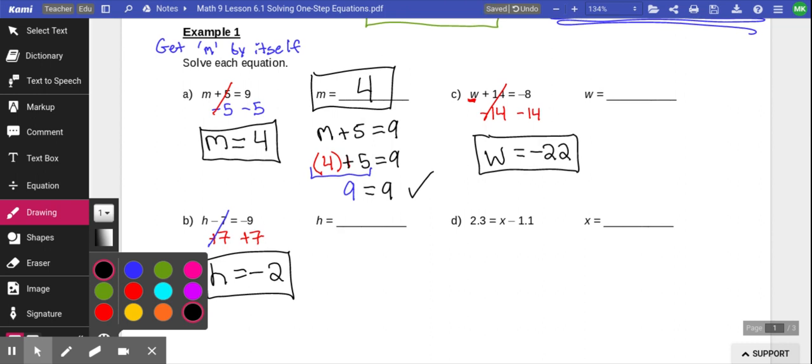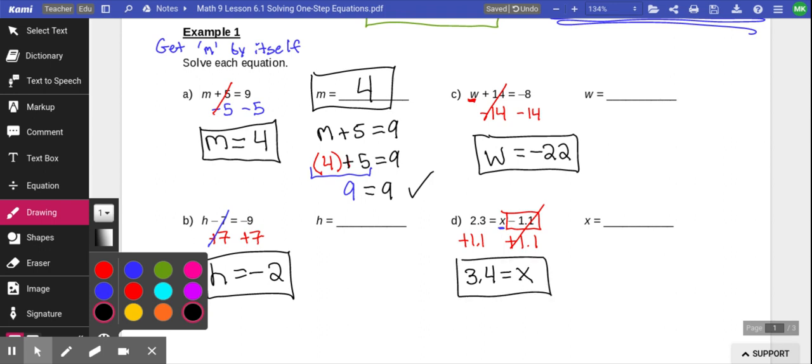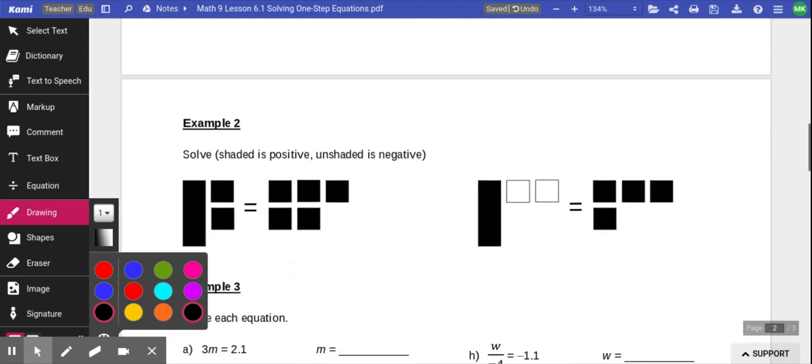If I look at D, X is now on the other side of the equal sign. I need to try to get it by itself. To do that, I have to somehow move this minus 1.1. The opposite of minusing is adding. So I need to add 1.1 to both sides. That will cancel out on the right. 2 plus 3 plus 1.1 is 3.4 equals, and then on the right side of the equal sign, I have an X. So 3.4 equals X. Awesome. That's getting rid of additions and subtractions.